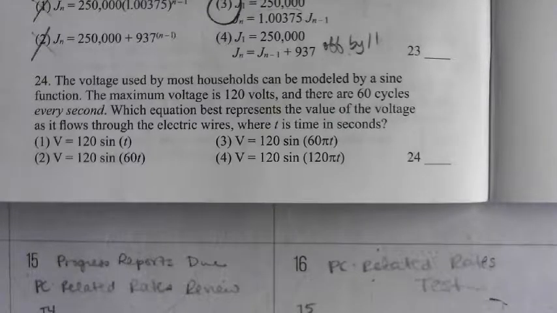I've actually shown you this question before, probably a few months ago. But it's giving us this: voltage used by most households can be modeled by a sine function. The max voltage is 120. There are 60 cycles every second.